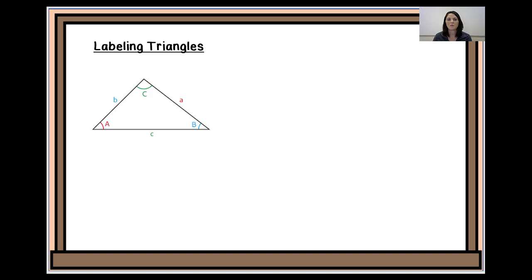Before we look at our first example, let's just recap the labeling of the triangles. So just remember, across from angle A is side length A, and side lengths have lowercase letters and angles have capital letters. Across from angle C is side length C, and across from angle B is side length B. So in order to use the cosine law, we need either side, side, side, or we need 2 side lengths and the contained angle.